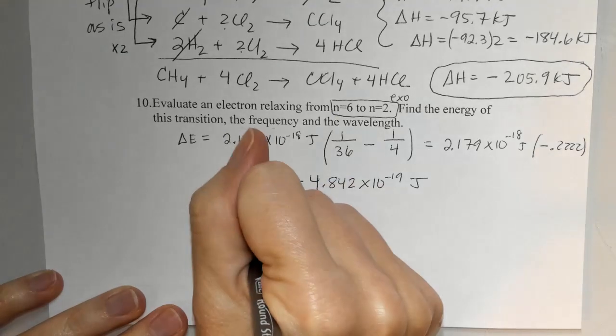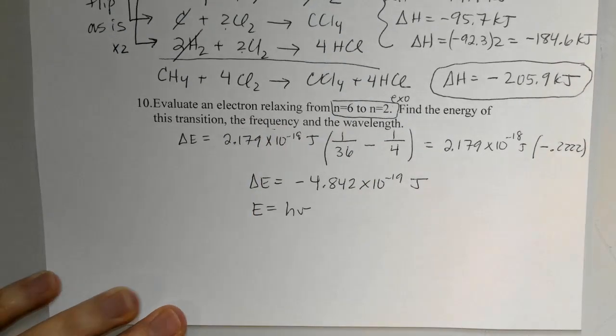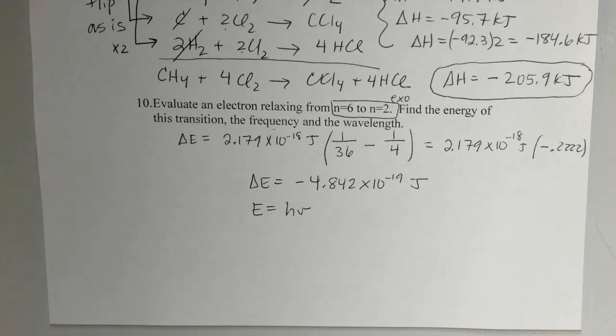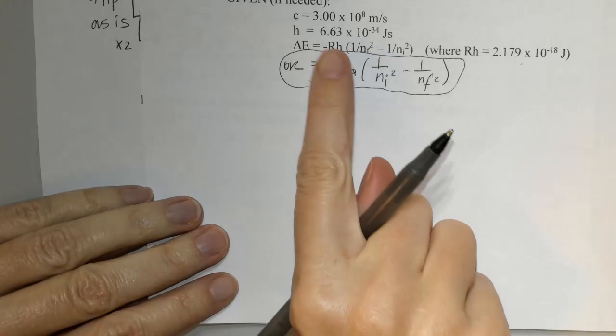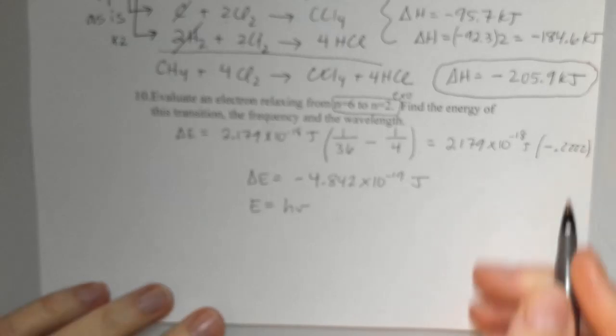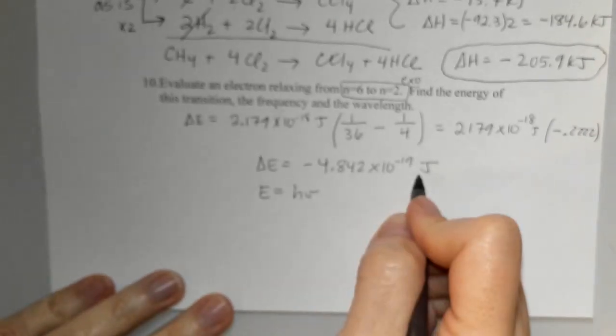And so the relationship between energy and frequency is E equals h nu. And again, on your sheet, Planck's constant will be given to you, so don't worry about memorizing that. Now, here's what's a little strange. The frequency, cycles per second, can't be negative, so we're going to take the absolute value of that energy.